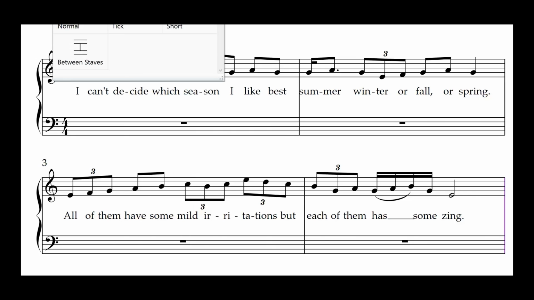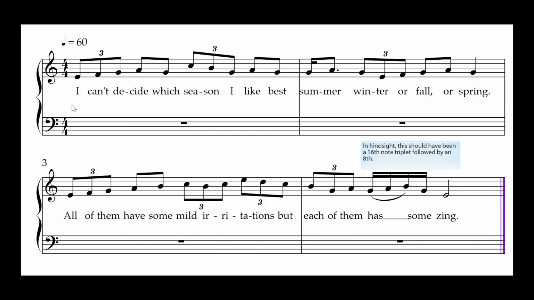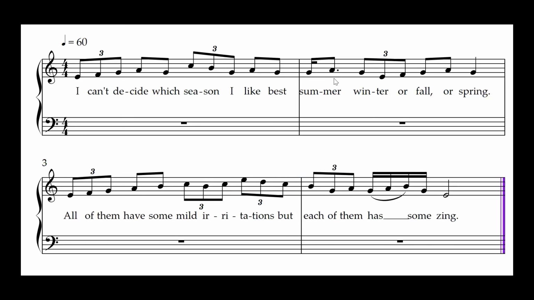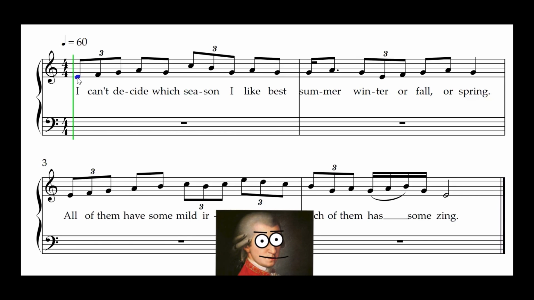So really that's all there is to writing music with words. You first separate the words into syllables, and then you say, okay, which syllables are most important? Figure that out so that you know if you're going to do jumps, if you're going to put things on strong accents in the music, you know where to line those things up so that it doesn't sound like it's on the wrong syllable. And then try to speak it and figure out roughly what rhythm you're speaking it in. And then you just add notes and use all the melody learning tools that we did earlier.